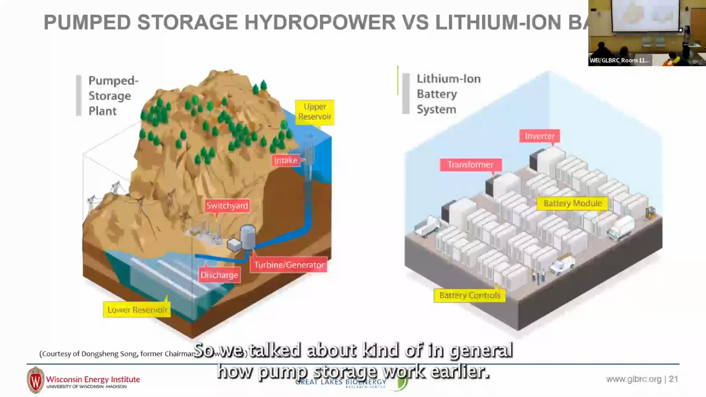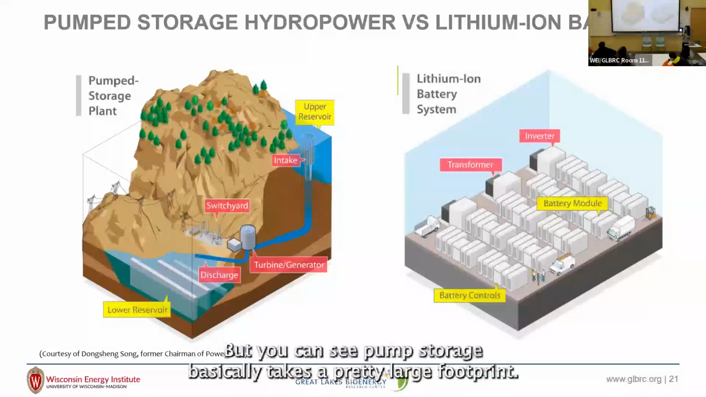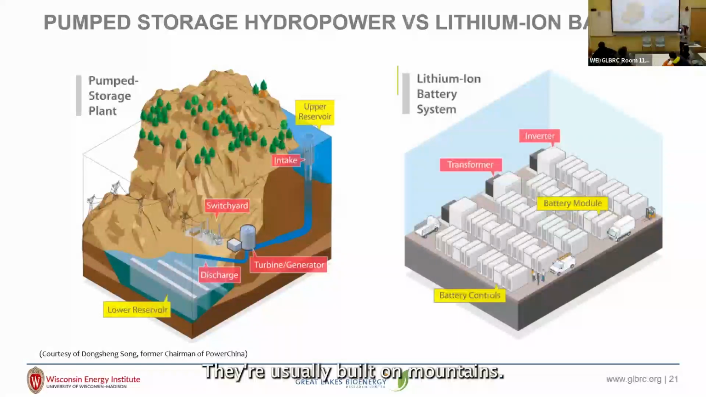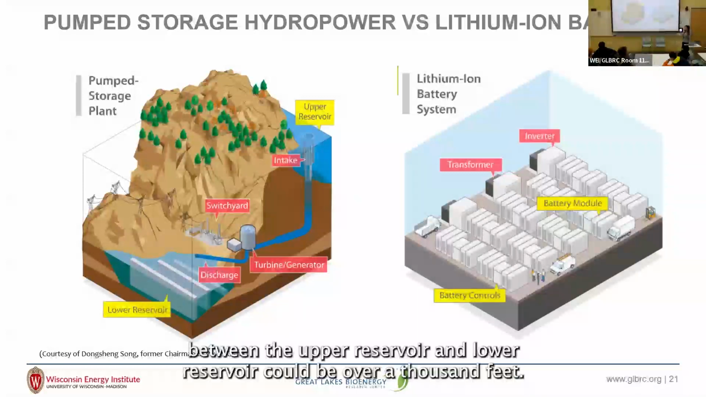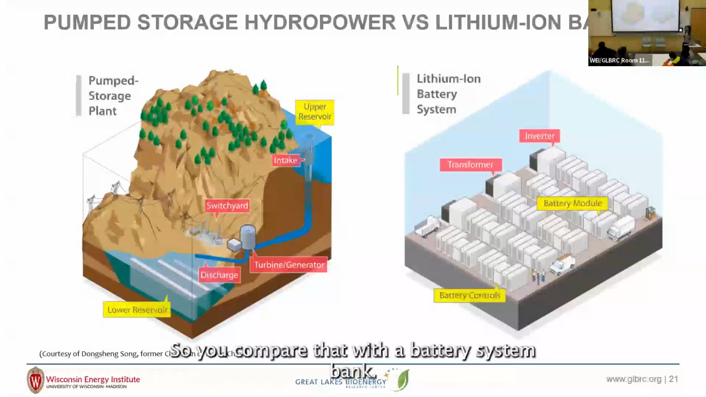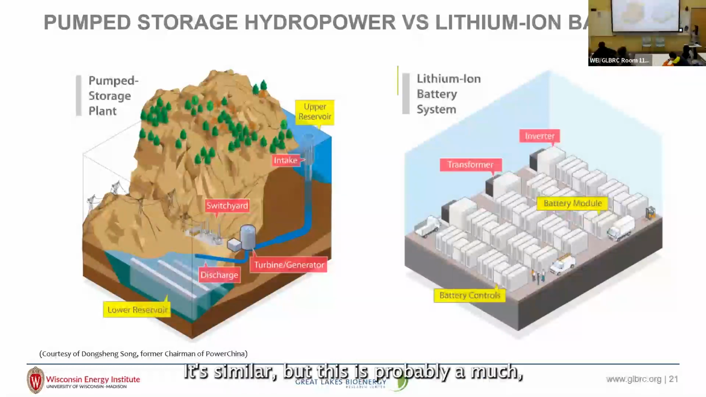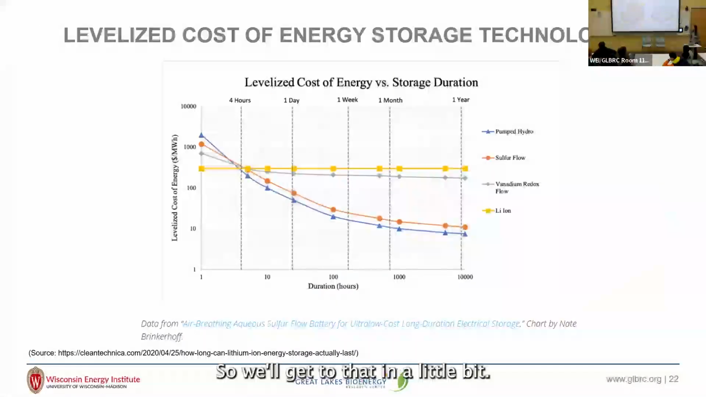We talked about in general how pump storage works earlier, so I'm not going to repeat that, but you can see pump storage basically takes a pretty large footprint. They're usually built on mountains, and a lot of times the differential elevation between the upper reservoir and lower reservoir could be over 1,000 feet. So it's a large footprint, but it's a gigantic battery essentially. Compared with a battery system bank, it's similar, but this is probably a much, much smaller footprint. But the capacity of those two is also very, very different. We'll get to that in a little bit.